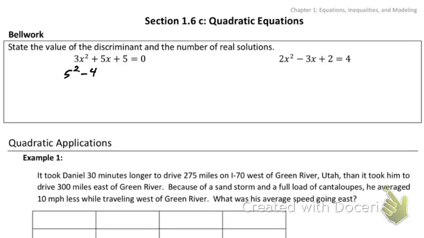Minus 4 times A, which is 3, times C, which is 5. That would be 25. Did I mess something up? Why do I feel like that's too big of a number? Oh, no, it's fine. Never mind. I was thinking of a different problem. All right, so that's going to be 25 minus 60. For some reason, I thought this was the one that had 2 answers. But that's going to be a negative 35.